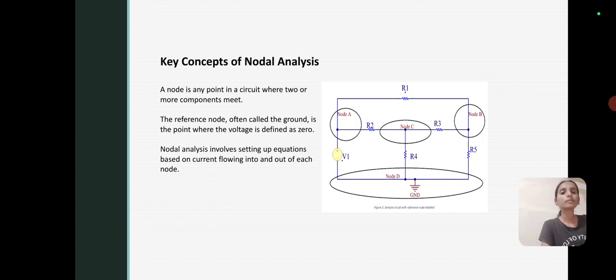A node is any point in a circuit where two or more components meet, components like resistances, current sources, and voltage sources. The reference node, also known as ground, is the point where voltage is defined as 0. A circuit can be connected to ground, where the ground does not have a voltage and it will be 0 at the ground.